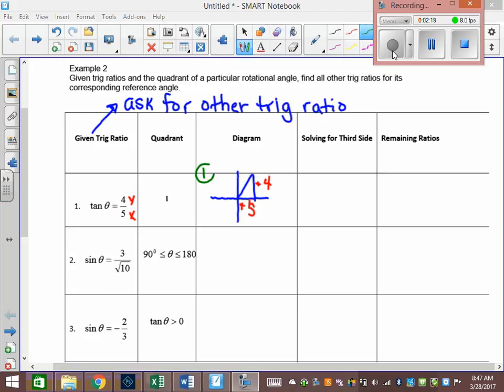So step 1, draw the diagram. Step 2, solve for the third side. Step 3, give the ratio. Okay? That's the steps you're going to follow whenever they give you a ratio and they ask you for a new ratio.